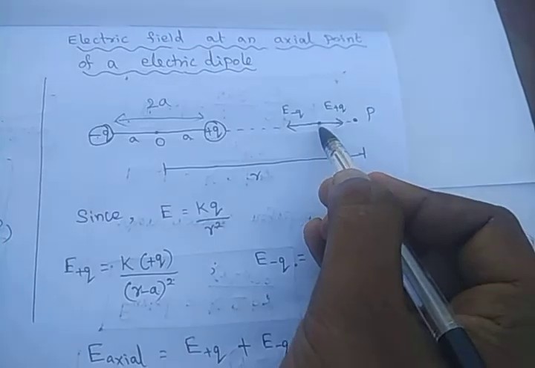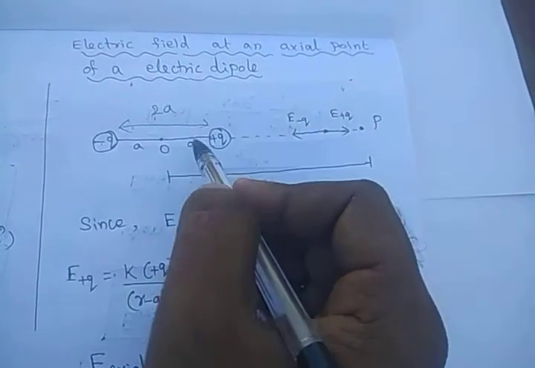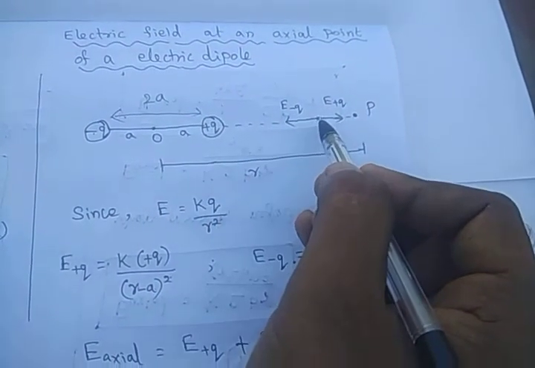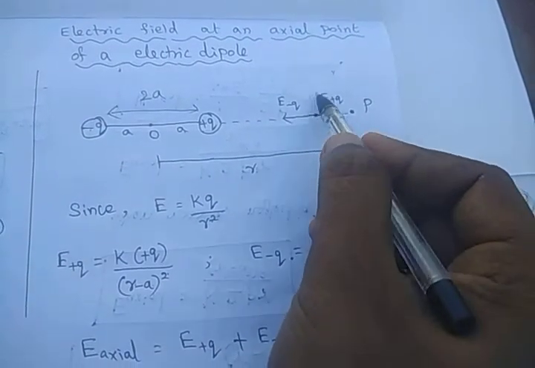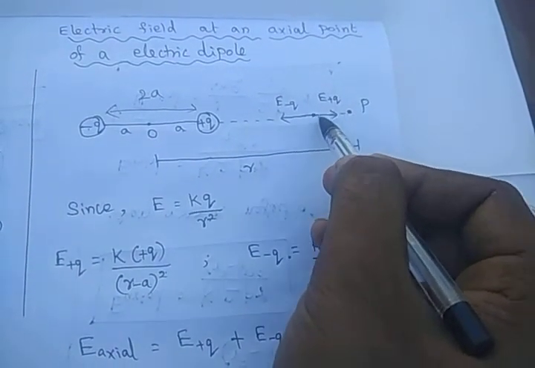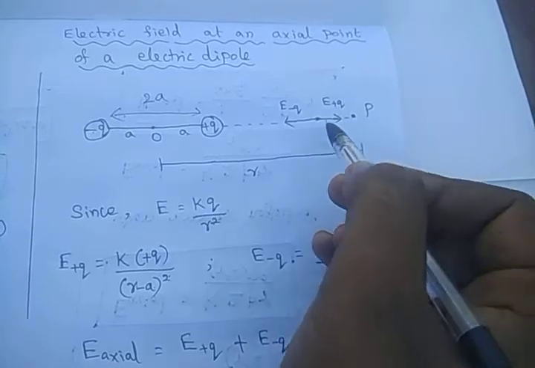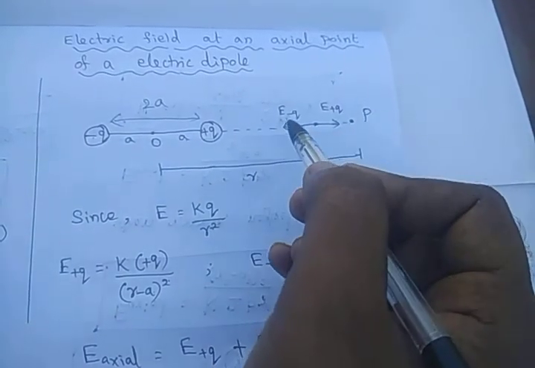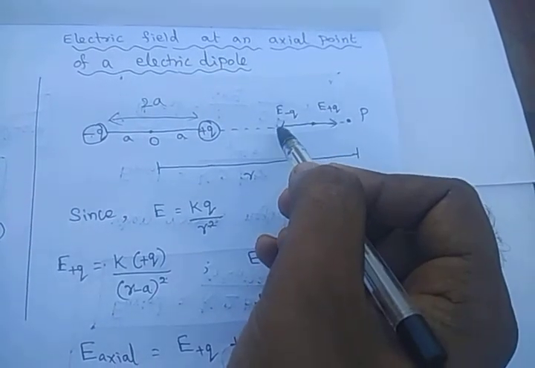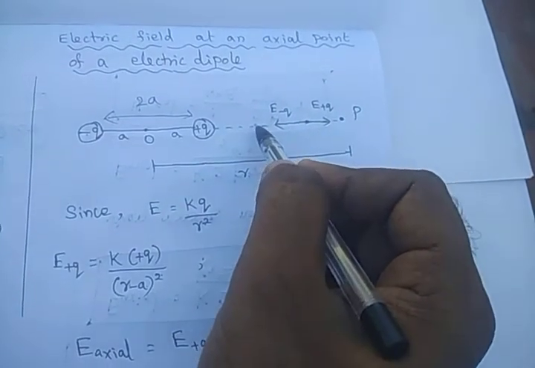At any particular point, the electric field due to the positive charge is moving away. This is the electric field direction due to the positive charge. It will move away from the positive charge. What is the electric field direction of the negative charge, minus q? It will be moving in this direction.